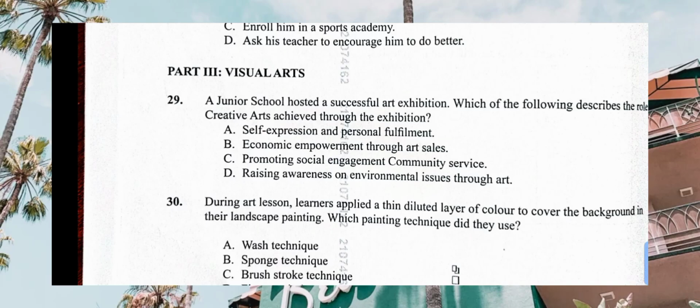So when you're displaying your artwork, what is the aim of displaying the artwork? You can aim at self-expression and personal fulfillment. Then when you go to economic, you can also sell the artwork. That one will be economic empowerment through art sales. Then promoting social engagement, community service. People go there and engage mostly.